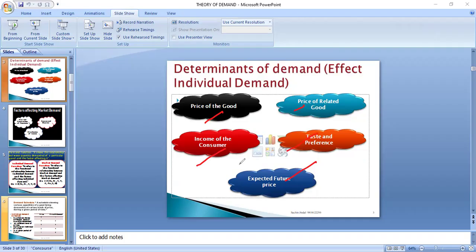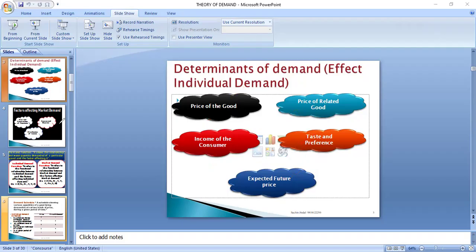So the individual demand function is a relationship between the demand of a commodity and the effect on demand of a commodity due to change in these factors, or the factors affecting individual demand. You can see the definition here.